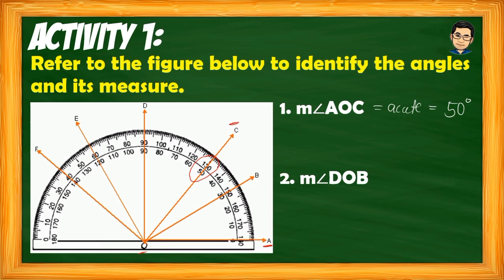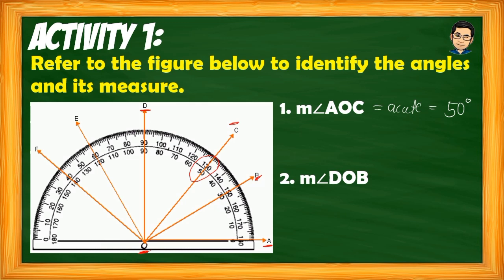So, nasaan ba ang DOB? Ito yung D, O, and then B. Okay. So, as you can see, ayan, yung ating angle, hindi po yan nakaturo. Yung isang side niya, wala po dun sa pinakailalim. So, yung ating indication sa baba. So, paano natin makukuha yan?